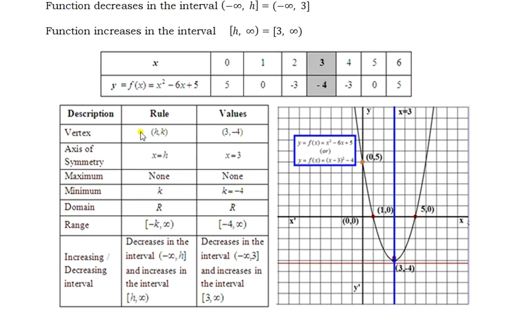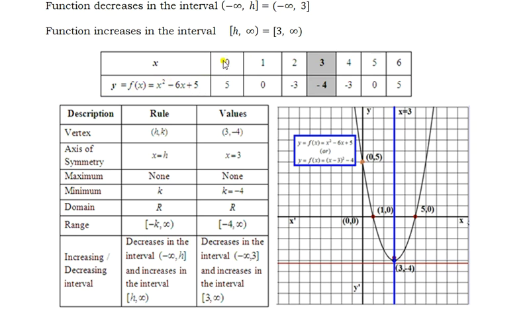Now how to find the graph of the function? To find the graph of the function we need many points. So I take 7 points for the value of x, from 0, 1, 2, 3, 4, 5, 6. So 7 numbers. And we have to find the value of y. Y means f of x. F of x is x square minus 6x plus 5.